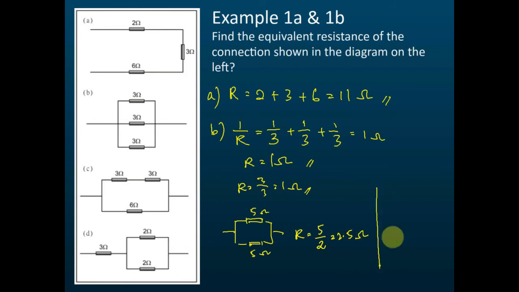One more example. This one I give 4 resistors, and each one is 6 ohm. All 6 ohm. 6, 6, 6, 6. So what's the effective resistance? 6 divided by 4, which is equal to 1.5 ohm.